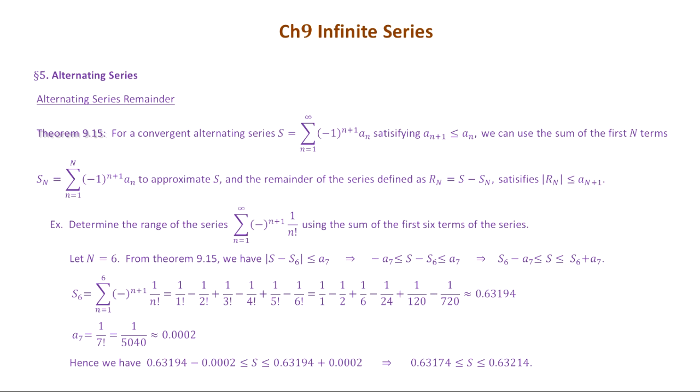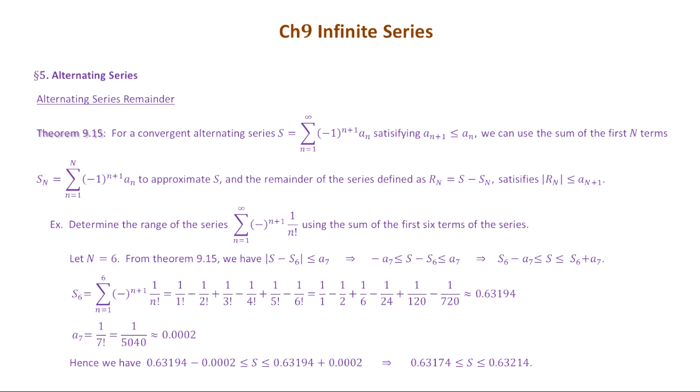And the theorem just says that the error from doing this kind of approximation, or truncating, will be less than or equal to a sub n plus 1, the magnitude of the next term of the series from truncating. Okay, so let's see what this theorem means and how we use it to estimate the sum of a convergent alternating series.